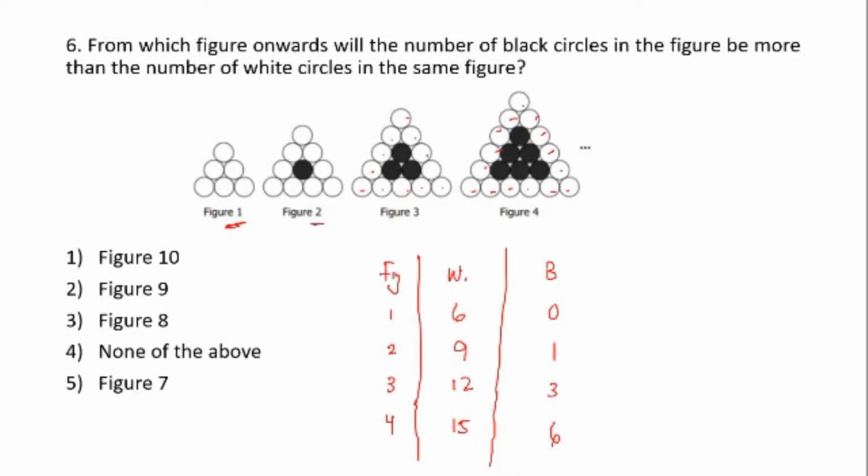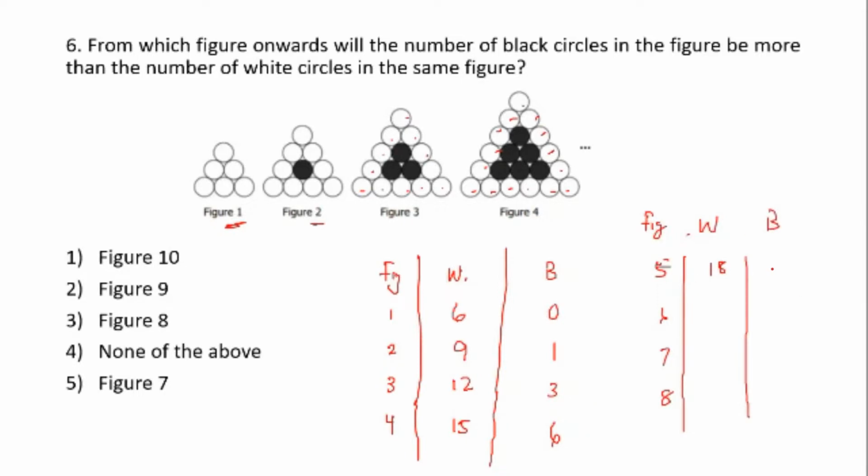The number of white circles keeps adding by 3, while the number of black circles adds 1, adds 2, adds 3. So now we can continue that because it's not enough. I'll just continue here: figure 5, figure 6, figure 7, figure 8. We just have to find out starting from which figure the number of black circles is more. So figure 5 will have 18 white circles.